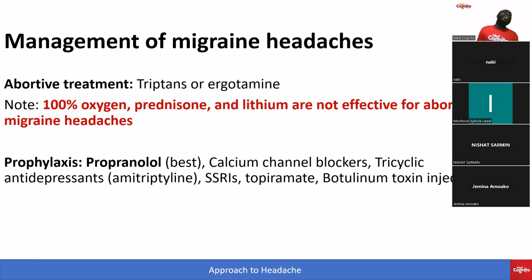I heard somebody say decreased libido. Yes, maybe decreased libido, but when you are also listing side effects, also think about side effects which can kill the patient first, right? Before you even go into any other thing. Hypotension, bradycardia. Calcium channel blockers can also be used. Tricyclic antidepressants like amitriptyline, SSRIs, and topiramate can all be used.